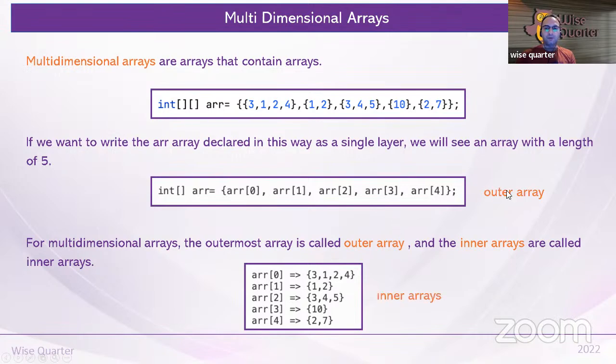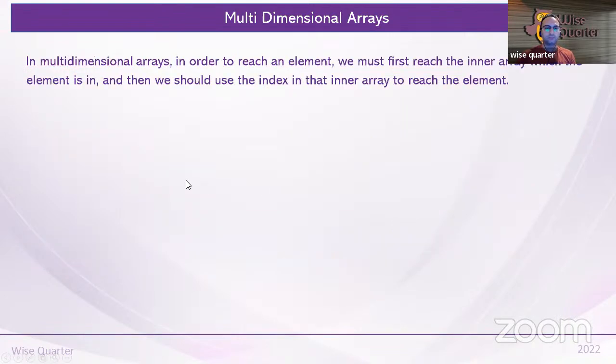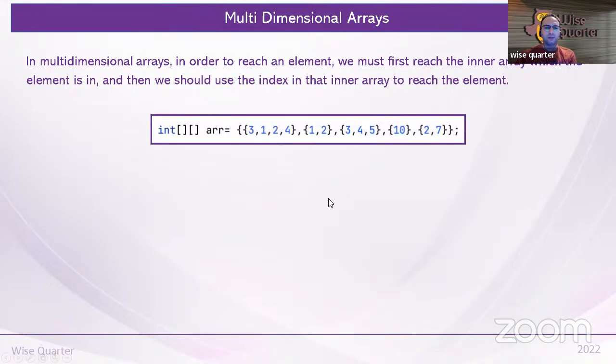Now, okay, outer array, inner array. How do we reach the elements? Actually, it's very easy. If you understand the logic of multi-dimensional arrays, the thing is very easy. This is the first array, index 0. I'm talking about the outer. This is the second array, index 1, index 2, index 3, and index 4.